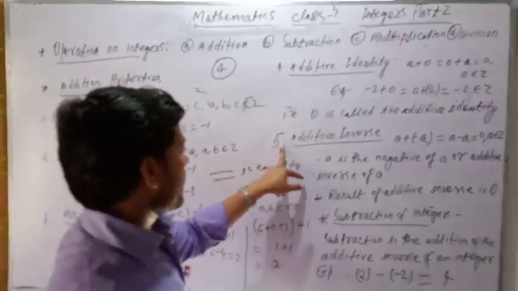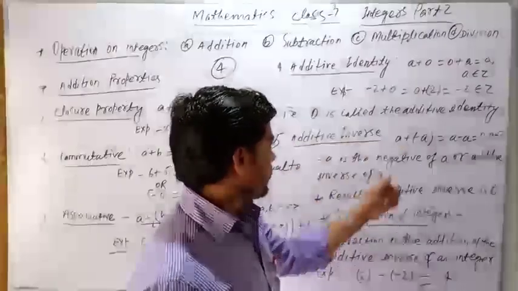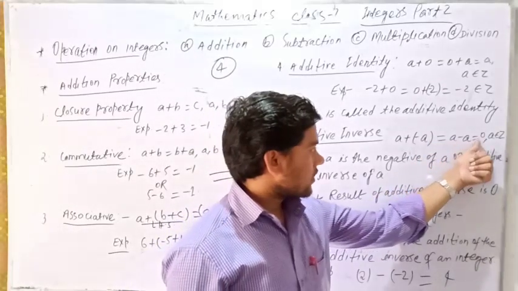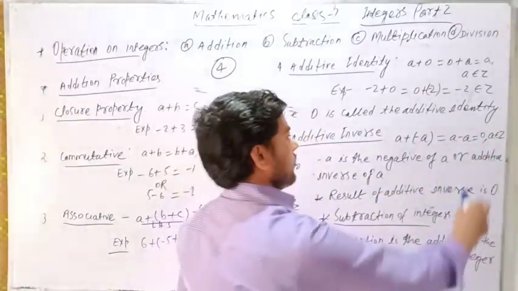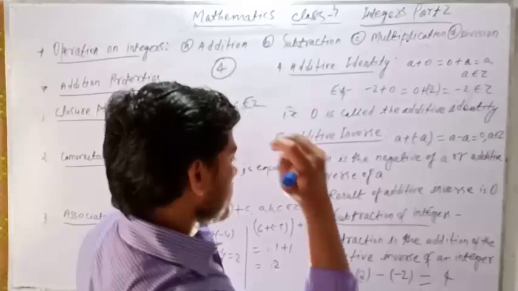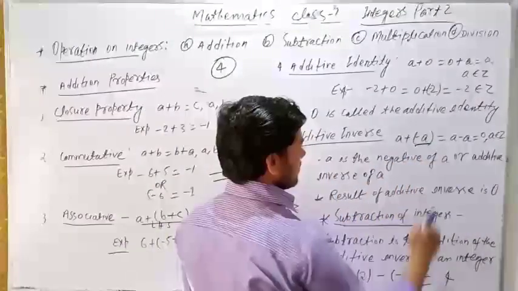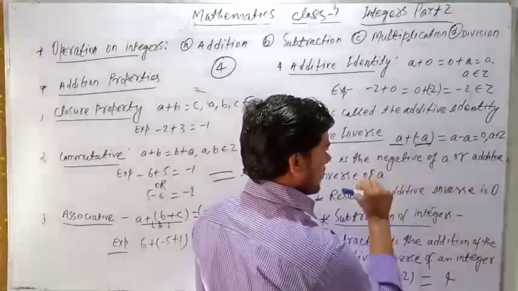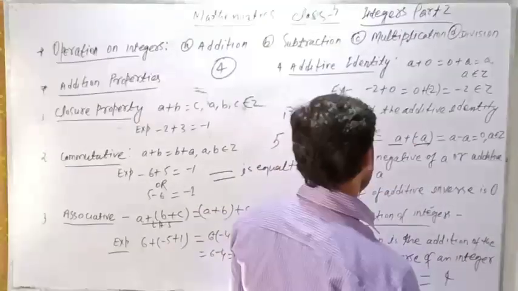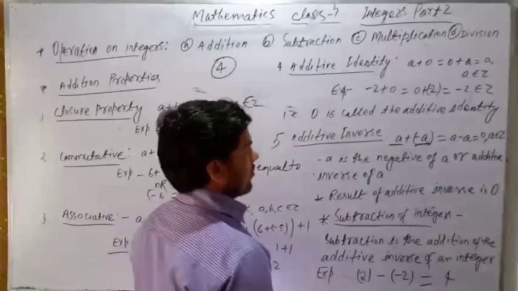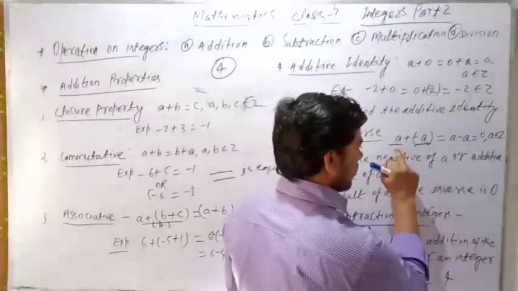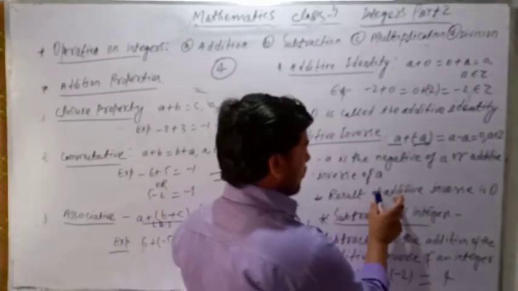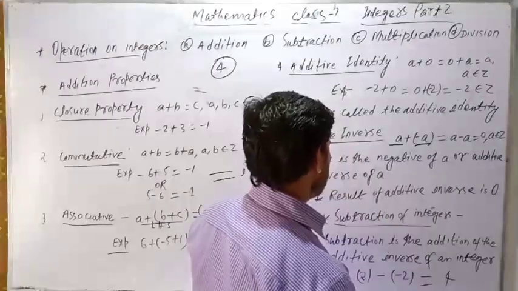Fifth property: additive inverse. a plus minus a is equal to a minus a is equal to 0, where a belongs to Z. Here minus a is the negative of a, or minus a is called the additive inverse of a. The result of additive inverse is 0.